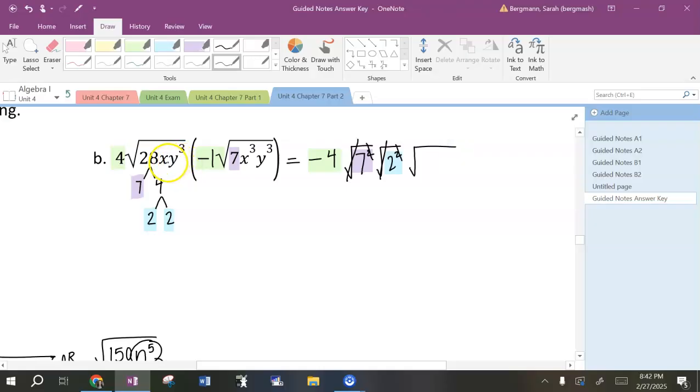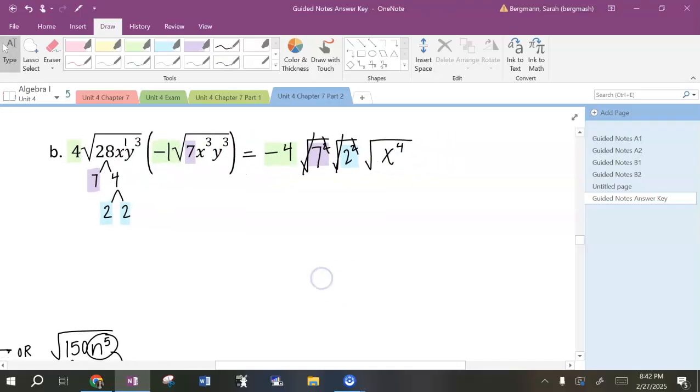So my x's, I have x times x cubed. Remember the property of exponents tells us we add exponents here when you're multiplying. So x to the first times x cubed gives you x to the fourth. And then y cubed times y cubed gives you y to the sixth. I'm going to go ahead and just put those in separate radicals. You could put them in the same one. That's not really a big deal. All right, bring down my negative 4, bring down my 7, bring down my 2.